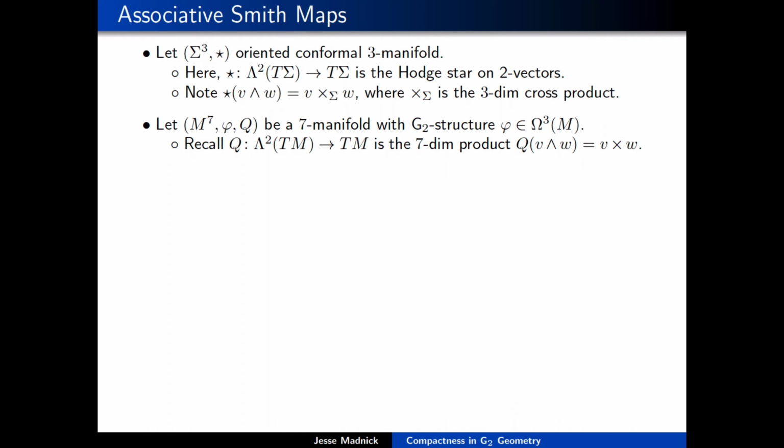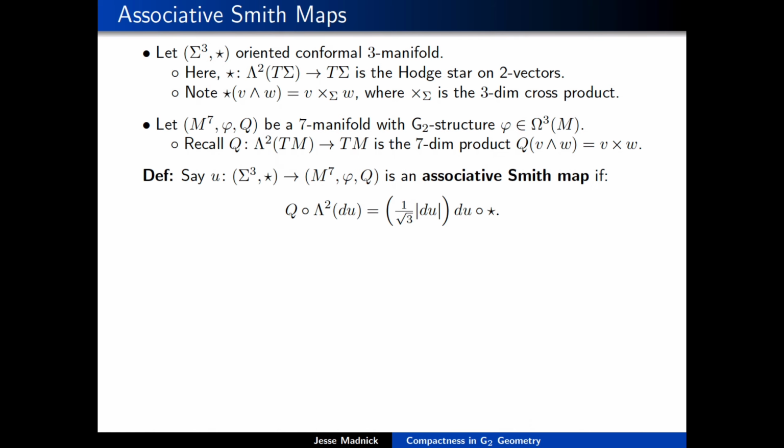Our target will be a 7-manifold with a G2 structure. So phi is a 3-form, that's a G2 structure, and remember that it gives us a cross product called Q on the tangent spaces. So finally, our definition: a map U from sigma 3 to M7 is an associative Smith map if this first-order PDE right here holds. This is the associative Smith equation.